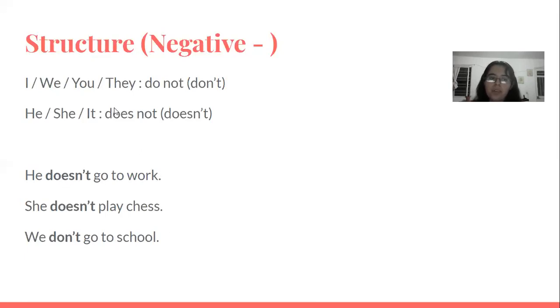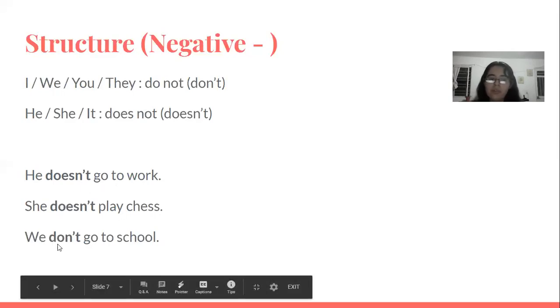Here, we don't add the S for he, she, and it, because does already has the S, so we don't need it anymore. We just use the base verb. He doesn't go. She doesn't play. And with I, we, you, they, we use don't or do not.